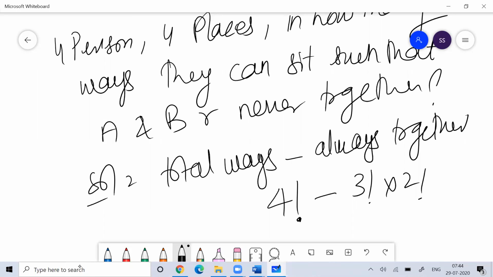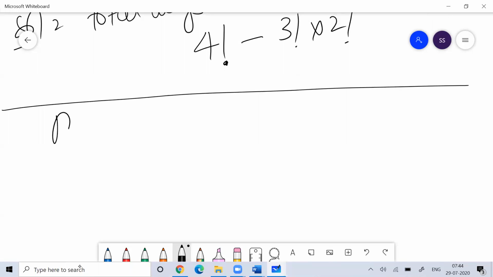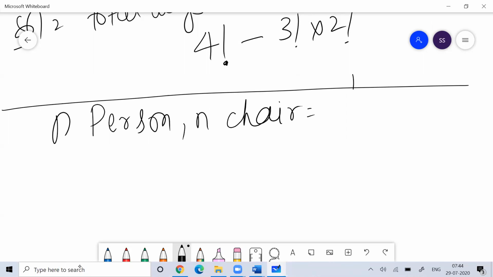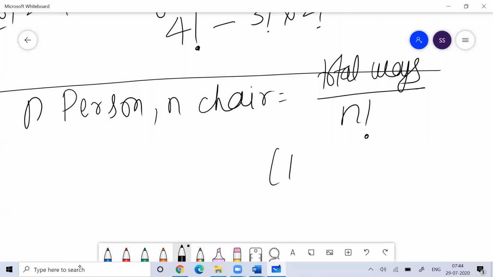Now you know that for n persons and n chairs, the total ways is n factorial. This is called linear arrangement.